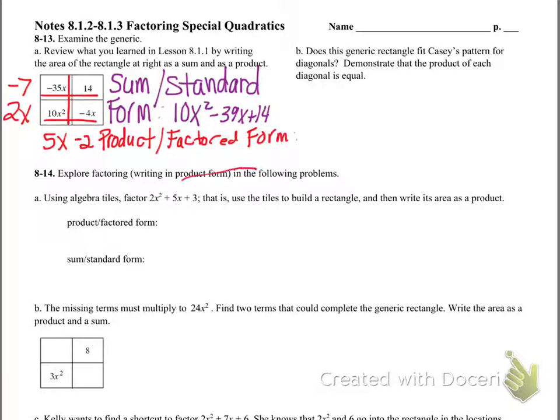All right, so my factored form here is going to be my length times my width, 2x minus 7 times my 5x minus 2. So let's just take a look. This and this, those are the same function, or that expression would represent the same thing on a graph. They're both parabolas. This is just two different ways of writing the exact same thing.